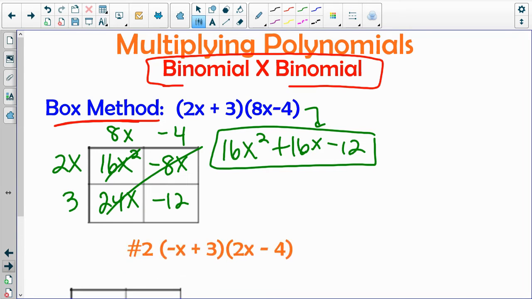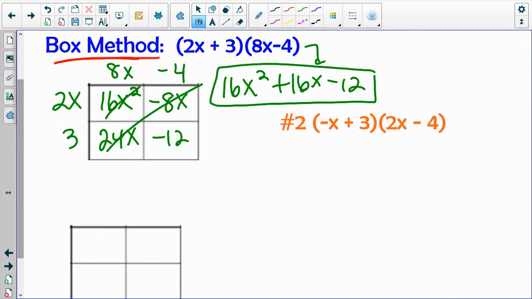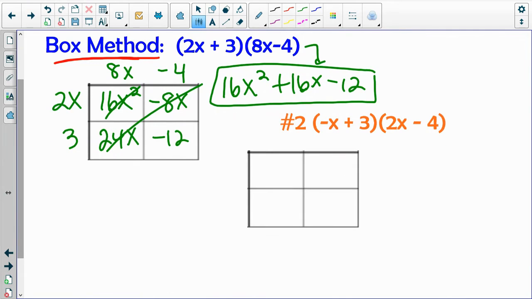Okay, let's try one more box just to get it in your brain good. Will you please write down this number 2, negative x plus 3 times 2x minus 4, and draw another box. Just practice one more box with me. You don't have to use this option, but if you like it, you're welcome to use it. It's a good organizing way to make sure you times everything.